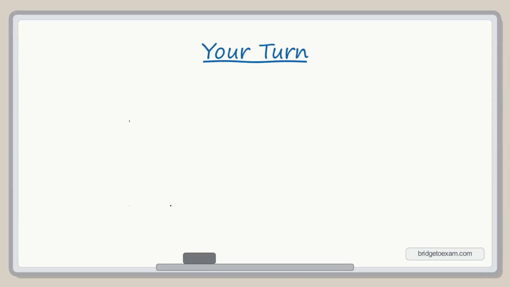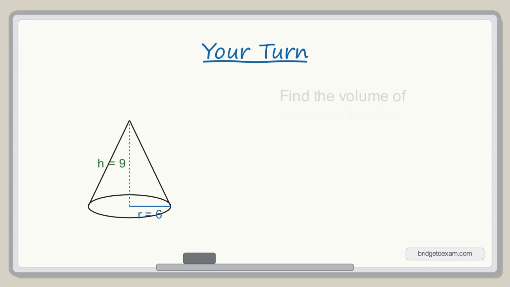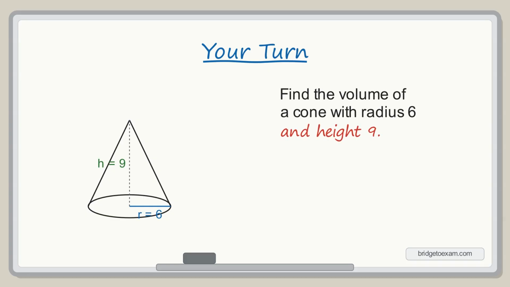Your turn. Find the volume of a cone with radius 6 and height 9. Pause the video and don't forget what makes a cone special.